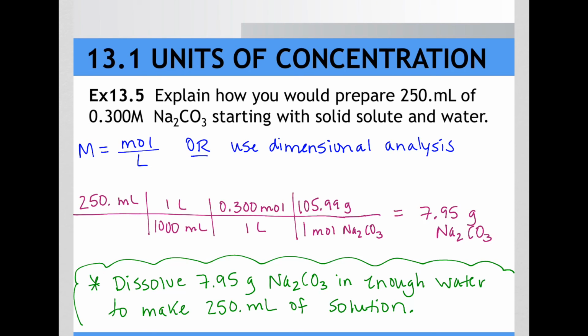Here's your solution for 13.5. So you could do this two ways. You could either use this formula where you would plug 0.3 in for the molarity. You would convert this to liters and plug that in here, and then you would solve for moles and convert to grams. You can, of course, do that. The other way you can do it is you can use dimensional analysis, which will do all the steps together.